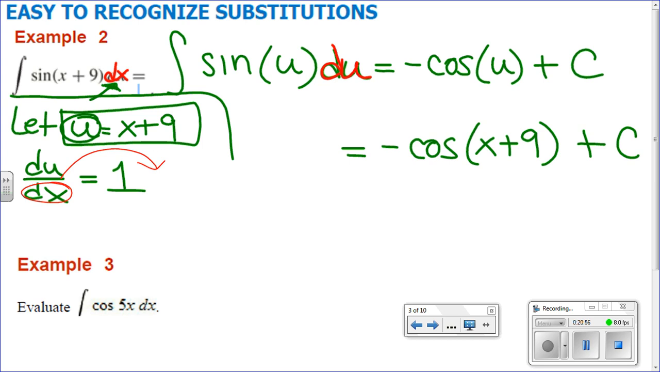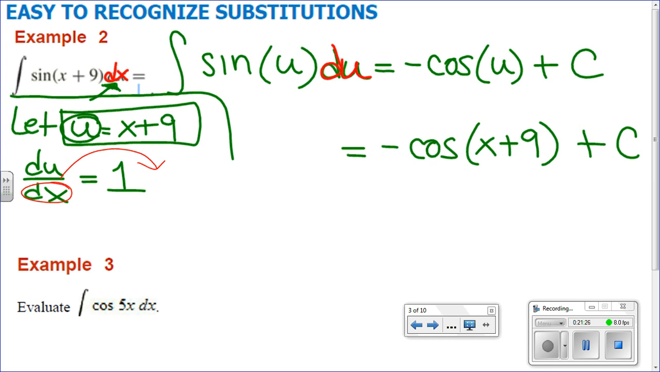The du and the dx are just there for notation purposes, so that you always know what you are integrating with respect to. So it's just a little bit of manipulation. Now, these ones are very straightforward, and yes, you can do them in your head, but they're going to increase in difficulty.